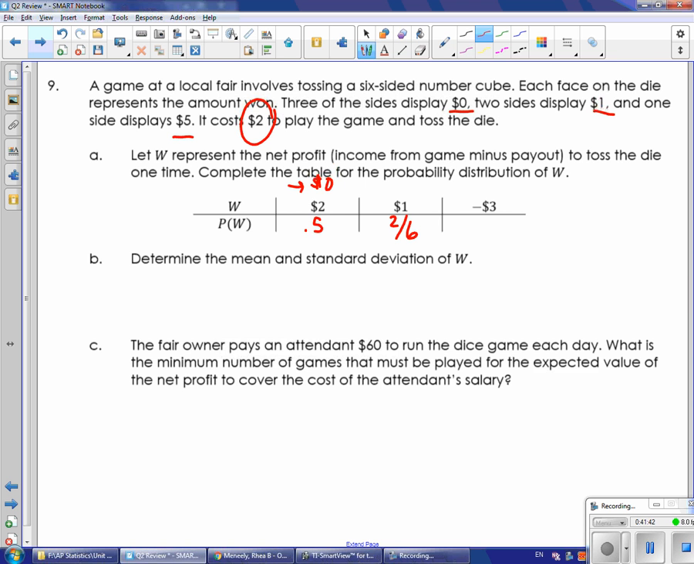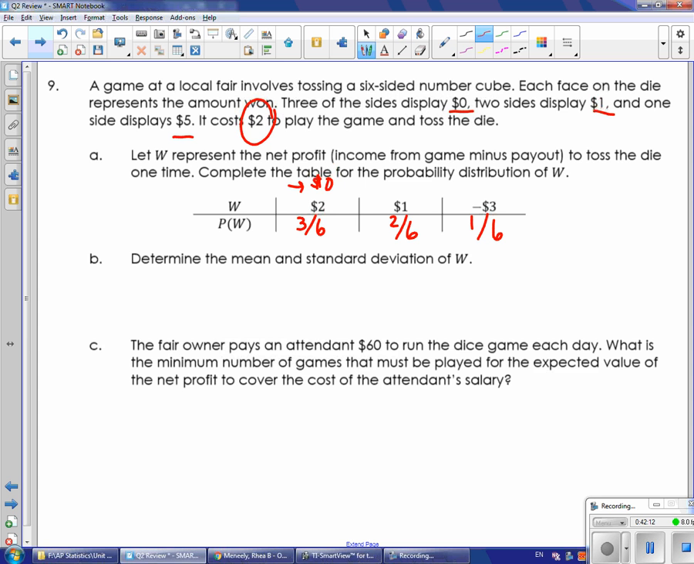Actually, let me keep it as a fraction. And the probability of losing $3 would happen if someone lands on the $5, because they'd have to pay the $5 and they'd only be gaining 2, so that would be a loss of $3. And there's only one way that that can happen.